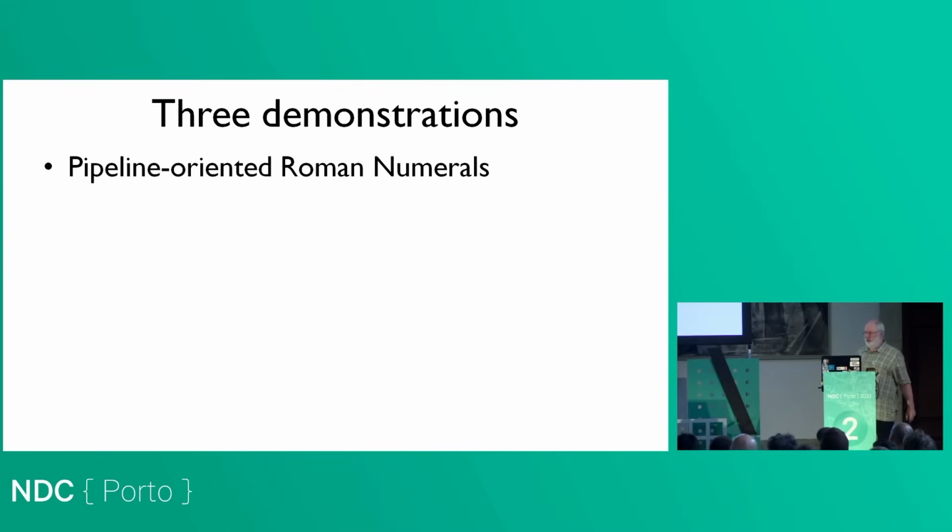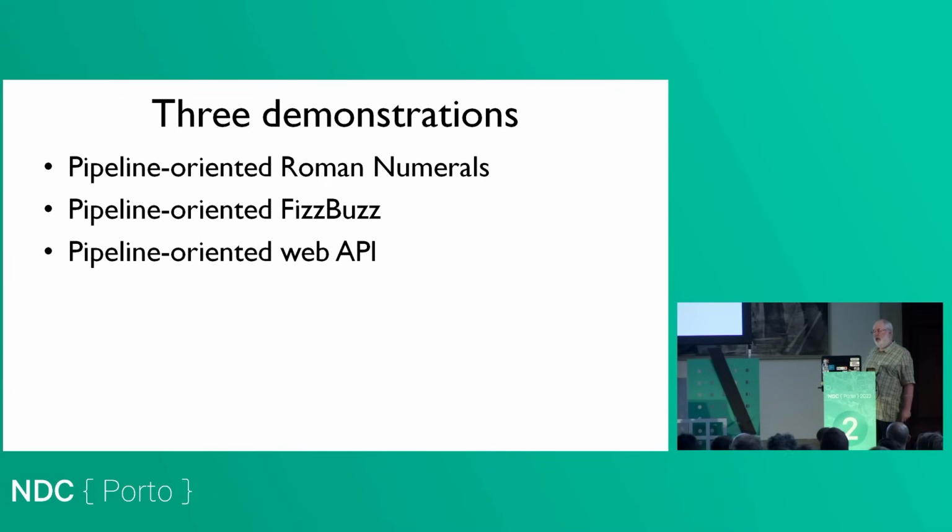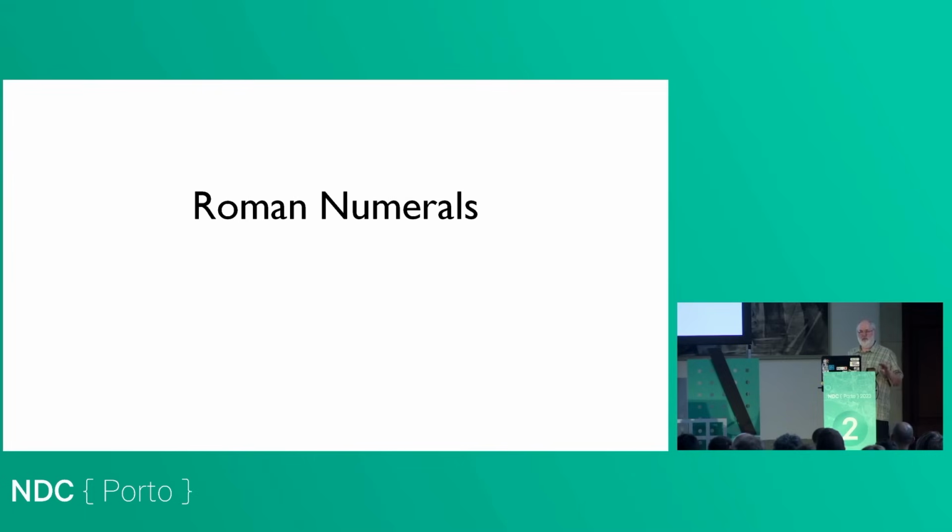Right, so I'm going to do 3 demos to actually show you some real code. I'm going to do pipeline-oriented Roman numerals, pipeline-oriented FizzBuzz, and a pipeline-oriented web API, as I promised. Now, all these are pipeline-oriented, and one of the things when you do pipeline-oriented programming is you start designing the solution differently than if you were doing OO. So each of these is going to have a very different design than you might think of normally, right?